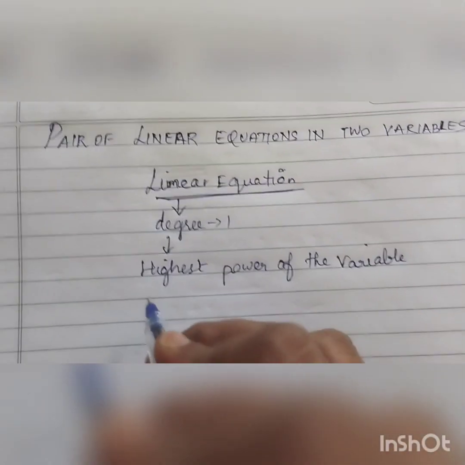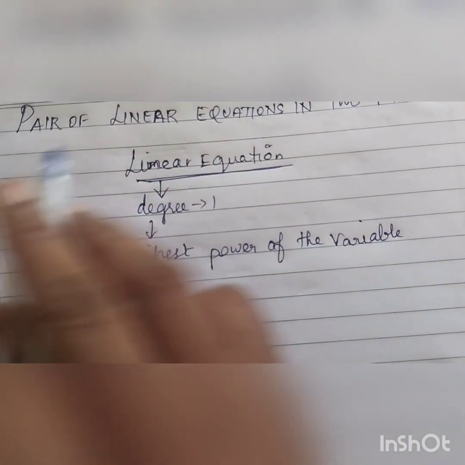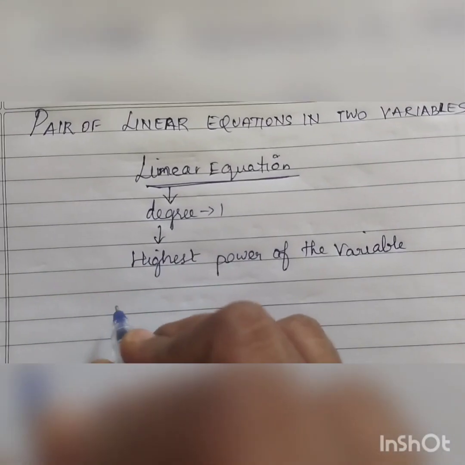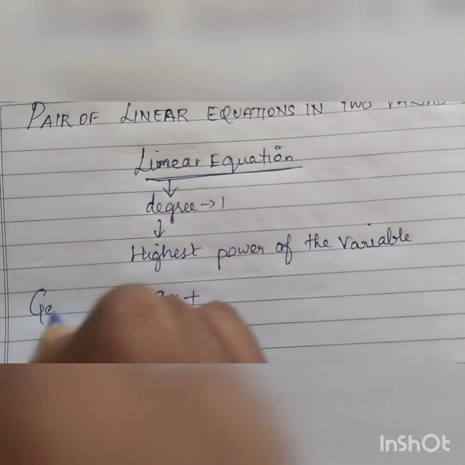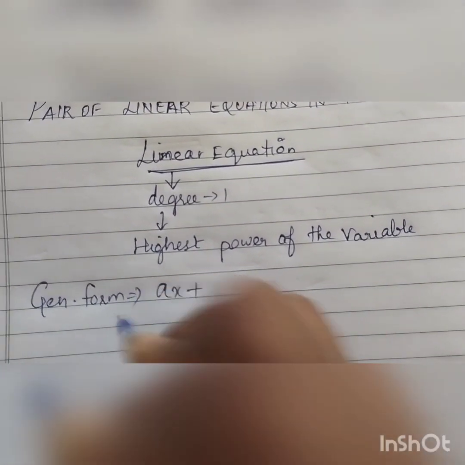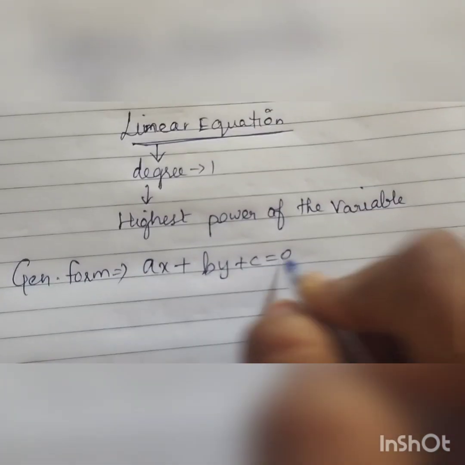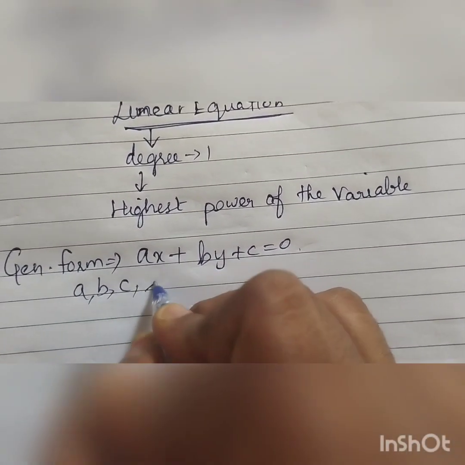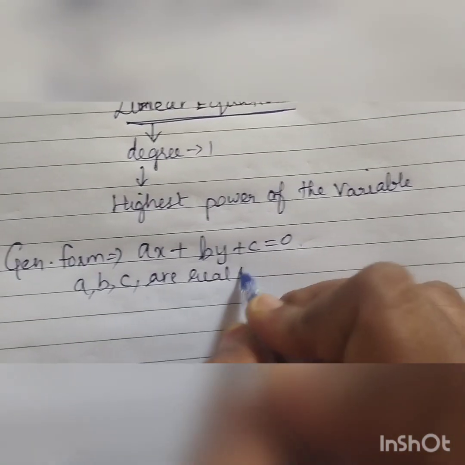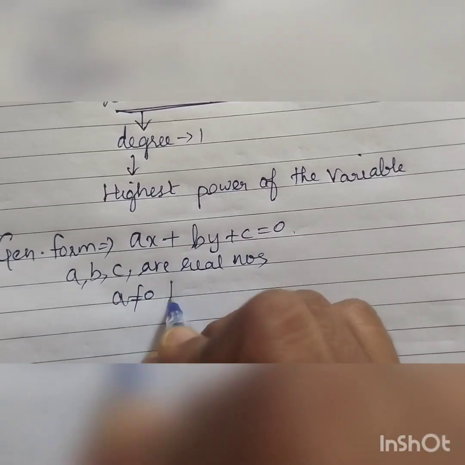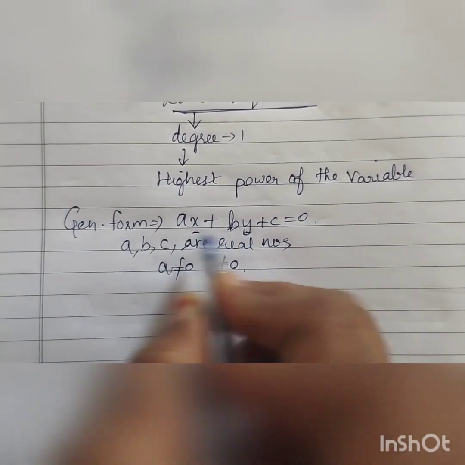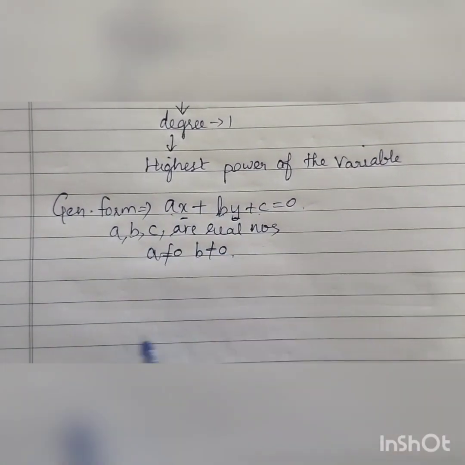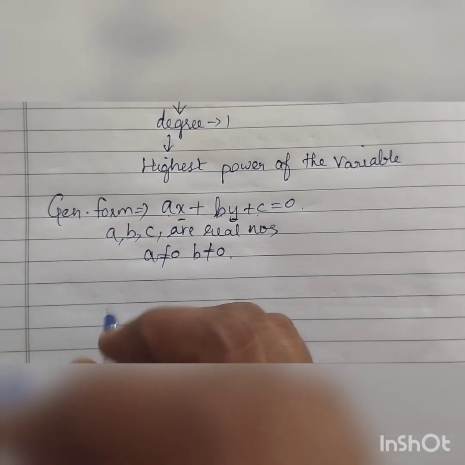Now, pair of linear equations in two variables. So what is the general form of a linear equation in two variables? The general form is ax plus by plus c is equal to 0, where a, b and c are real numbers, and a is not equal to 0, b is not equal to 0. Here x and y are the two variables, and a, b and c are real numbers. This is called a linear equation in two variables.